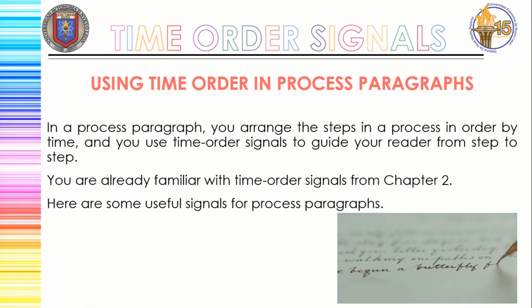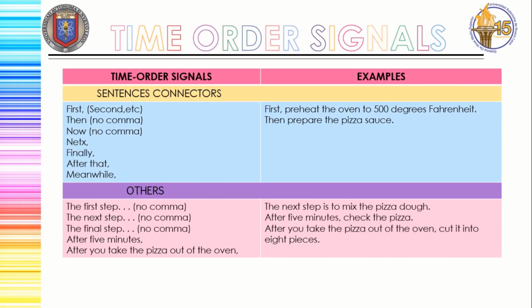In this part, we have the next topic, time order signals. It's about the order in which events happen, so they allow the reader to understand a sequence. In this part, we have some examples of sentence connectors that are used in the process paragraph. For example, first, then, now, and we have others like the first step, the next step, the final step.